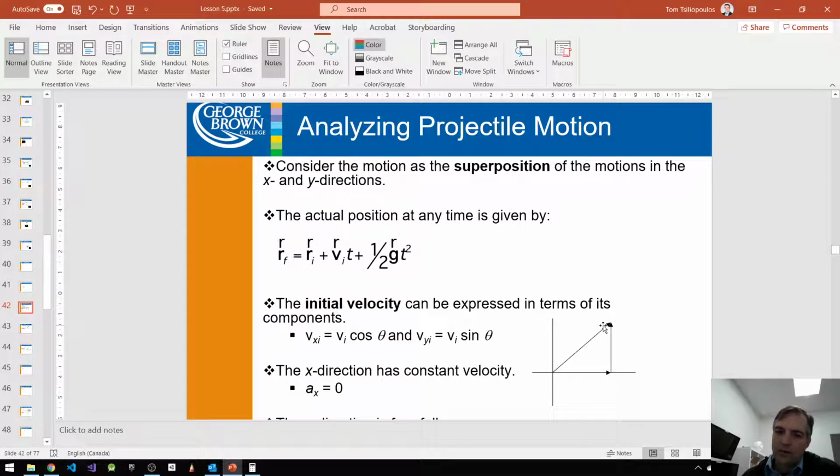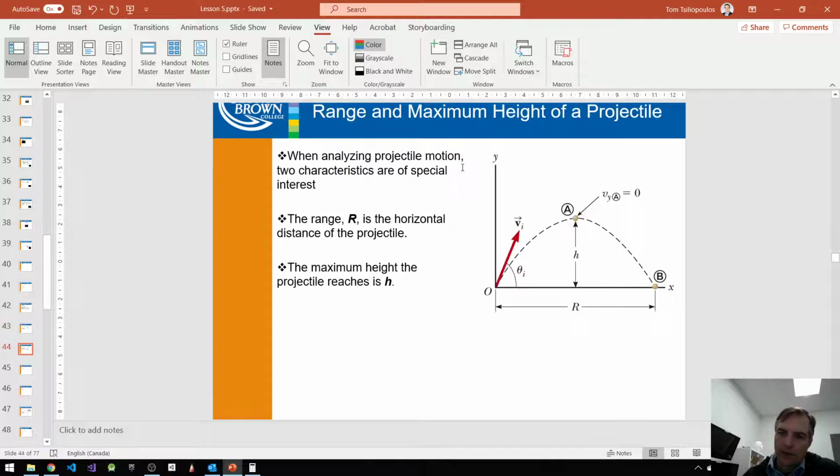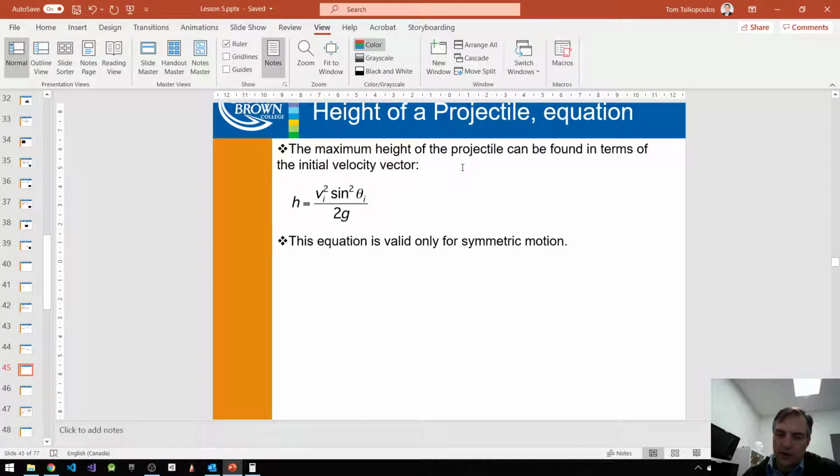And they can describe this idea of the initial velocity and what happens to it when we analyze projectile motion. I'm just going to skip some of this until we get to some other stuff here. So here we have the maximum height of the projectile that can be found in terms of the initial velocity vector. So we can see that it's the initial velocity squared, times sine squared of theta, over 2g. This is the total height of the object in symmetrical motion.